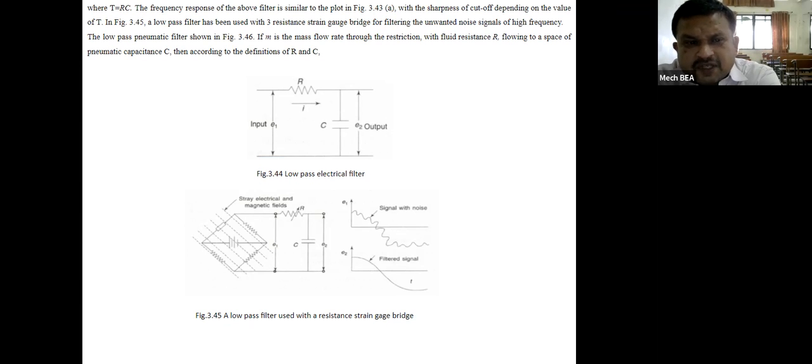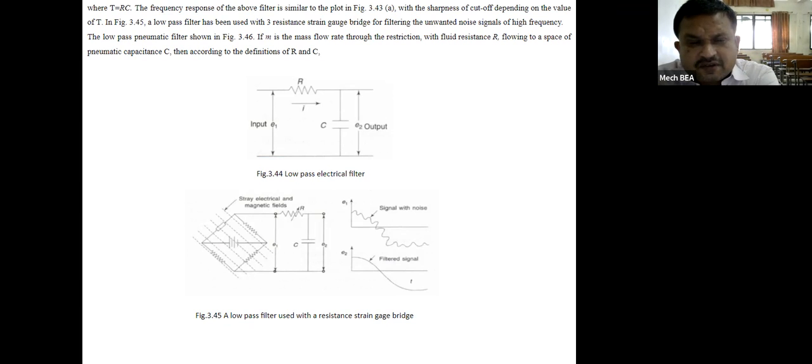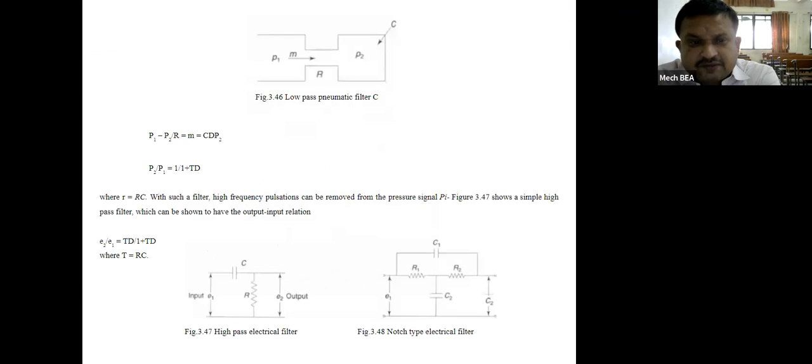The low pass pneumatic filter is shown in figure 3.46. If m is the mass flow rate through the restriction with fluid resistance R flowing to a space of pneumatic capacitance C, then according to the definitions of R and C, (P1 minus P2) divided by R is equal to m is equal to C D P2. P2 divided by P1 is equal to 1 divided by 1 plus tau D, where tau is equal to RC. With such a filter, high frequency pulsations can be removed from the pressure signal P1.